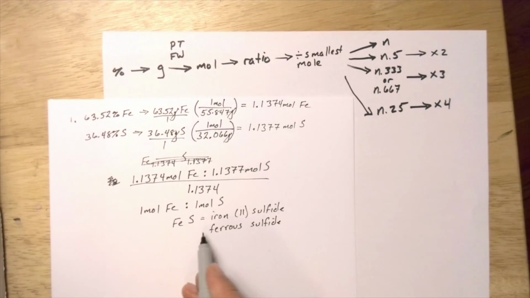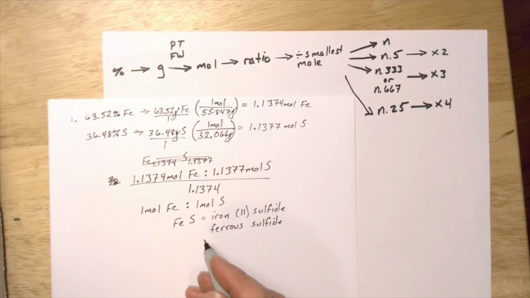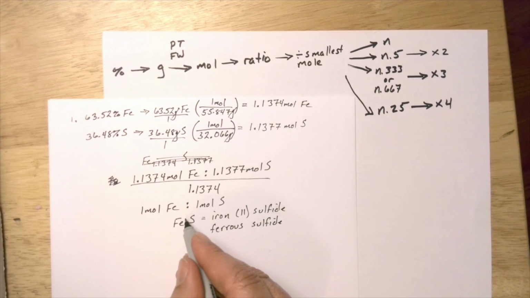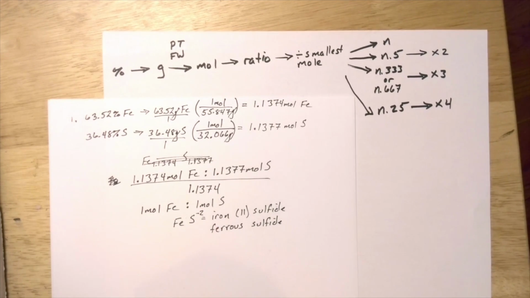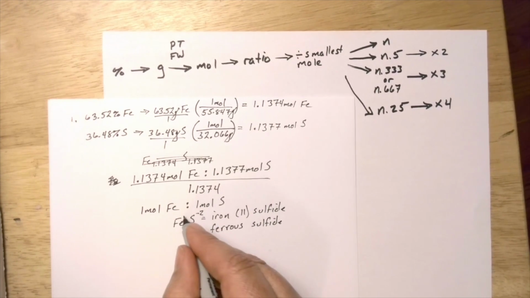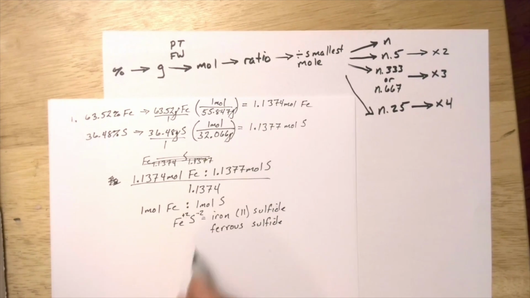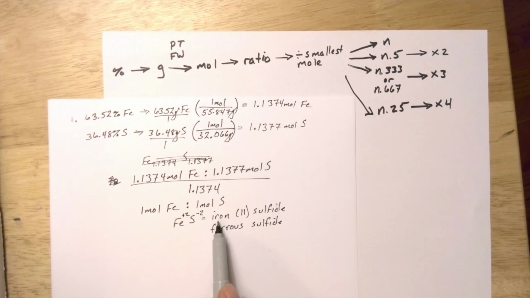Now, it won't show you the charges of this here, but iron can have multiple charges. A lot of times it's +2, +3. So you look at sulfur. Sulfur has a -2 charge. Therefore, this iron must have a +2 charge to balance it out. And that's the reason why it's iron 2 sulfide, or ferrous, which is iron with a +2. So this here is your answer.